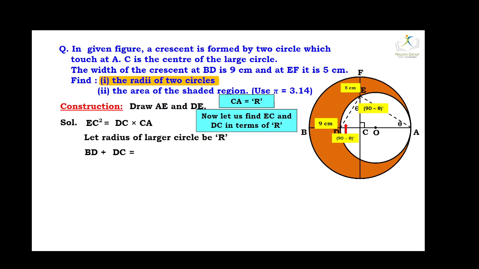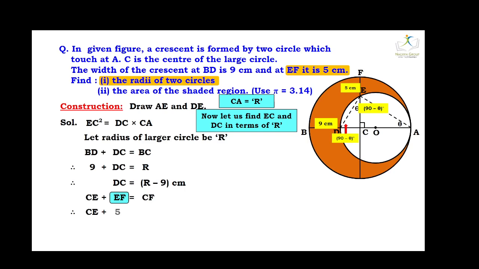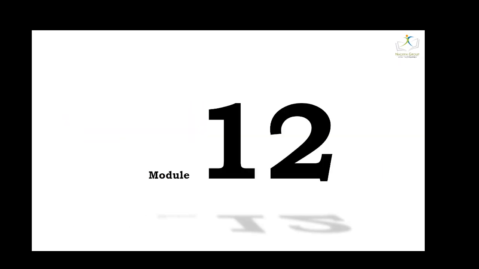Now come to the radius of the big circle. BC is the radius of the big circle, which is BD plus DC. So BD plus DC equals BC. Now how to find DC? The capital radius minus r. That is your DC. And CA. Now CE: when you talk about CE, that is capital radius minus that 5 centimeter.